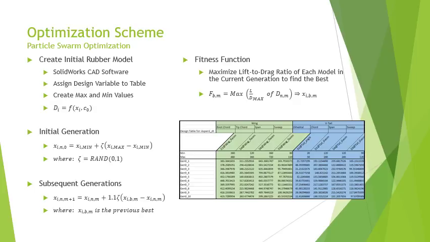After setting minimum and maximum bounds on each of the design variables, I was able to create an initial generation using the random number function in Excel. These 10 initial models were then the population size of my initial generation. CFD was then used to determine the maximum lift-to-drag ratio for each of these models in the generation. Then subsequent generations would be adjusted towards the best model of the previous generation, thus advancing the population towards an optimum solution.